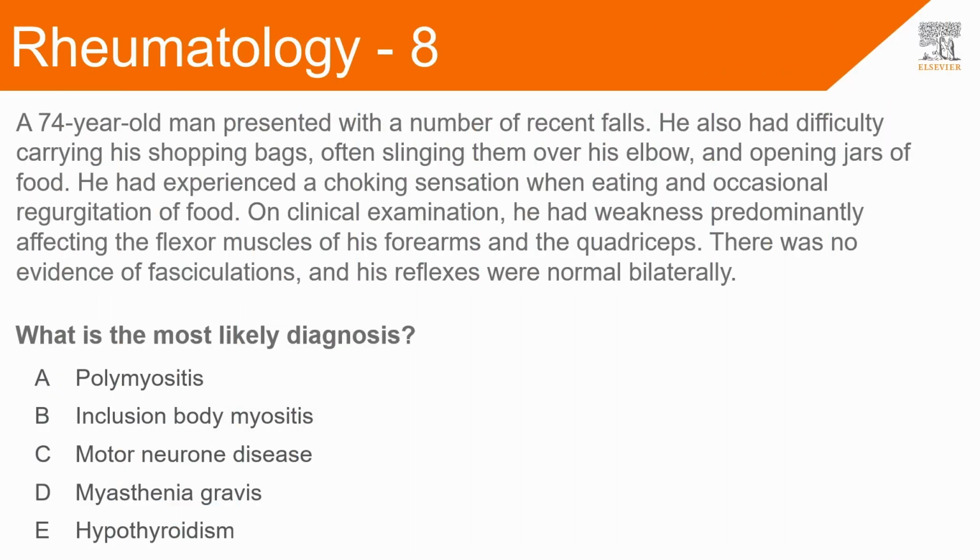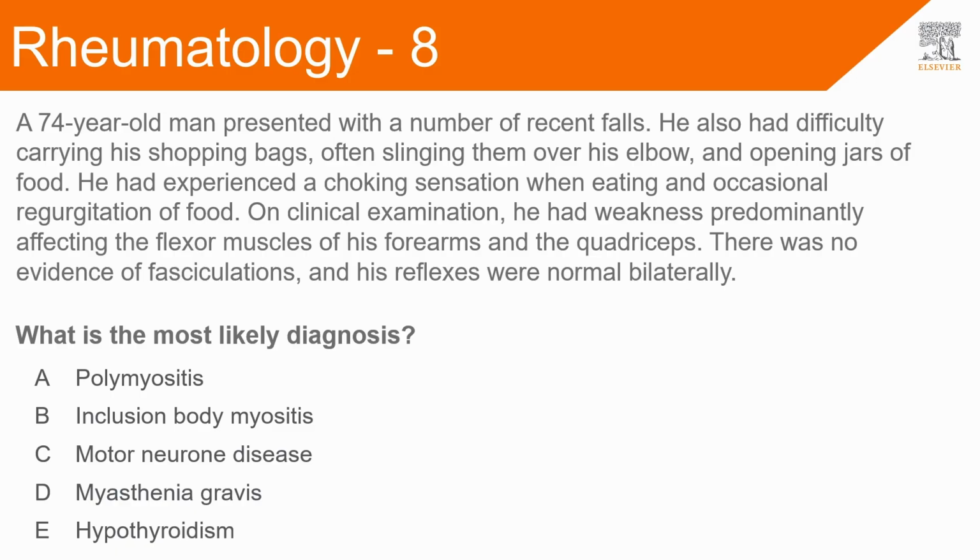So this is a diagnostic question now. Let's see whether you know the answer, A, B, C, D, or E. We've got a 74-year-old man that's got a number of frequent falls. He's got difficulty carrying food bags, and he slings them over his elbows. He's got difficulty opening jars of food as well. He's got problems with swallow. He's got regurgitation as well. He's got weakness in the flexor muscles of his forearm and quadriceps. No evidence of fasciculations, and reflexes are normal bilaterally. What's the most likely diagnosis? Polymyositis, inclusion body myositis, MND, myasthenia gravis, or hypothyroidism.